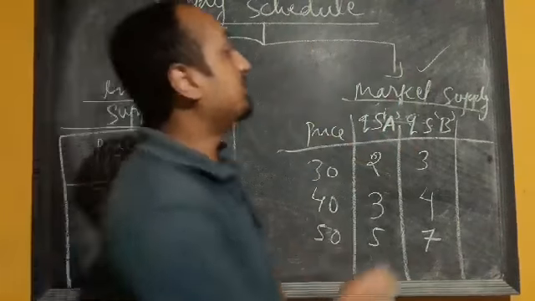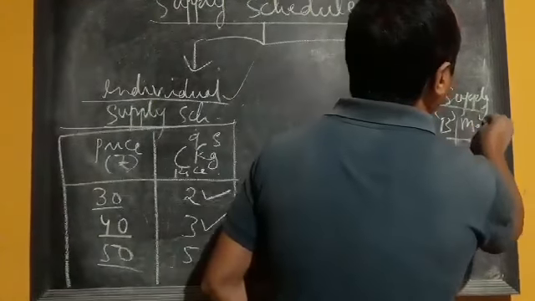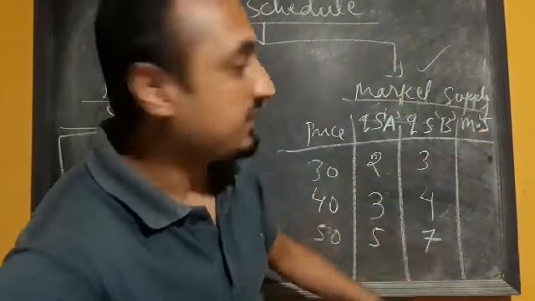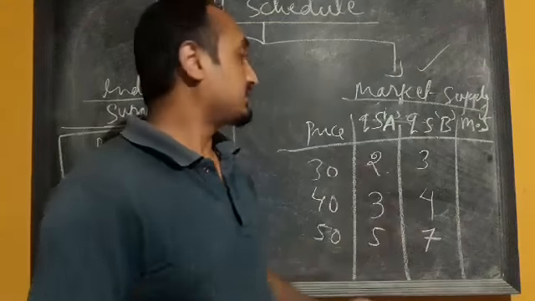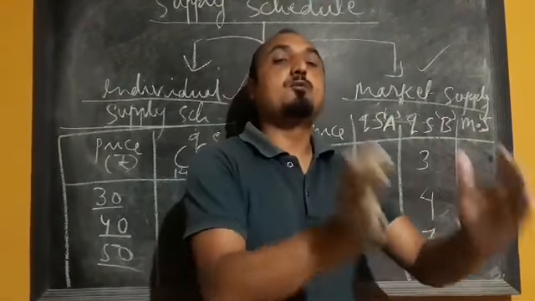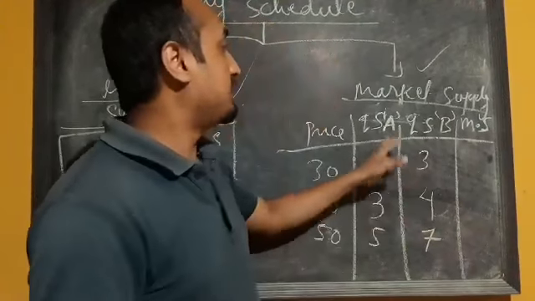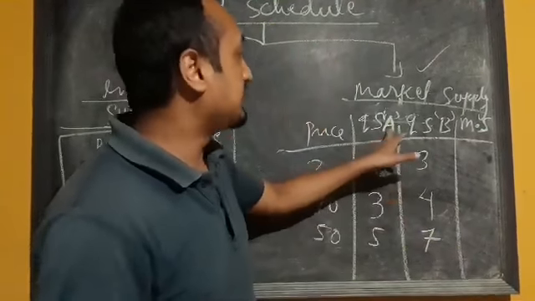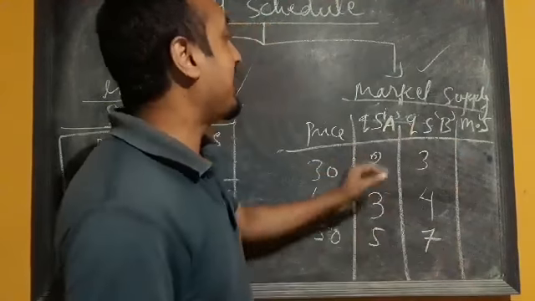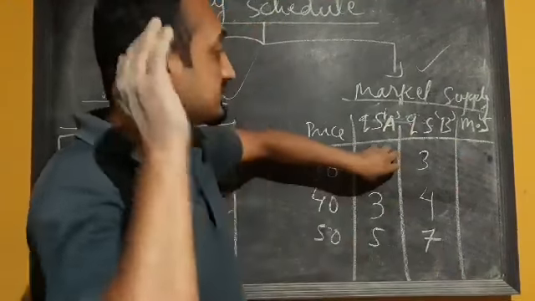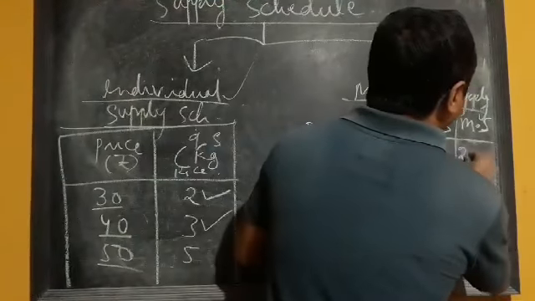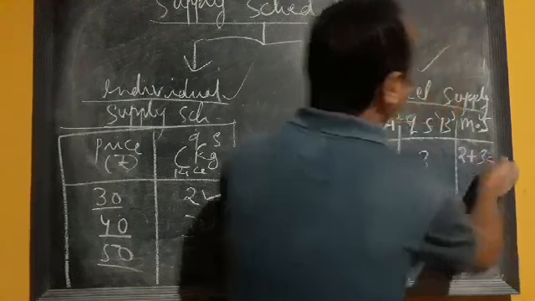Now we have to find the market supply. M is the short form I am using for market supply. How will we get the market supply? We have to add the quantities supplied by the different producers. In our example we have two producers, A and B, so to get the market supply we add the quantity supplied by producer A as well as producer B. So how much will be the market supply? 2 plus 3, that means 5 kg.